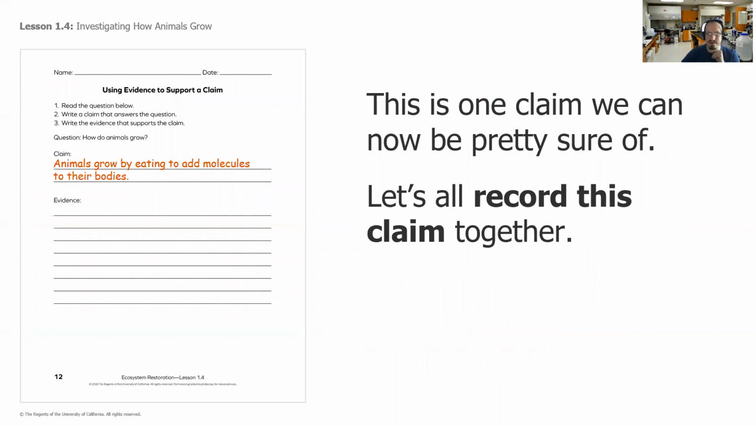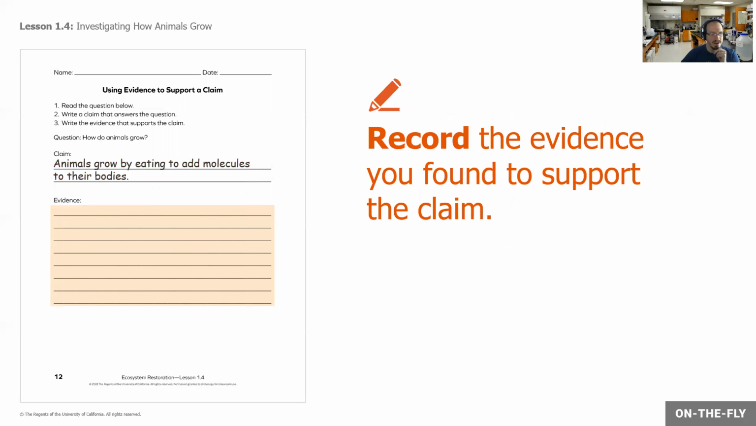Yep, so we're going to end up using a claim that we can be pretty sure of, right? So we've seen a bunch of different pieces of evidence for this, and let's make our claim: the animals grow by eating to add molecules to their body. So write this claim down over here. And this is the claim we're going to be working to support in our final question today, where we're going to just write down the evidence that we found to support that claim.